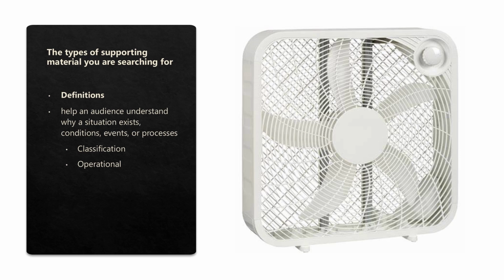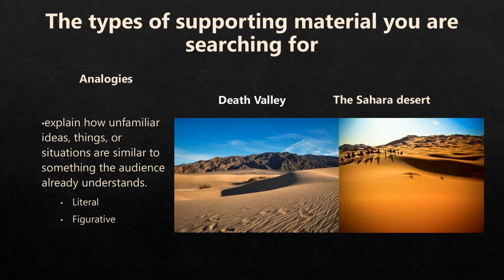You don't want that to happen. So be sure to define things the audience may not know. Analogies. Analogies help you to explain information. And this is kind of getting into some English class information or tools that you might use.